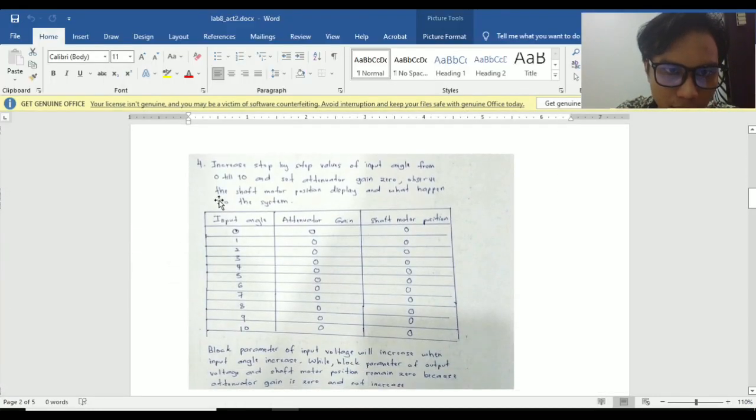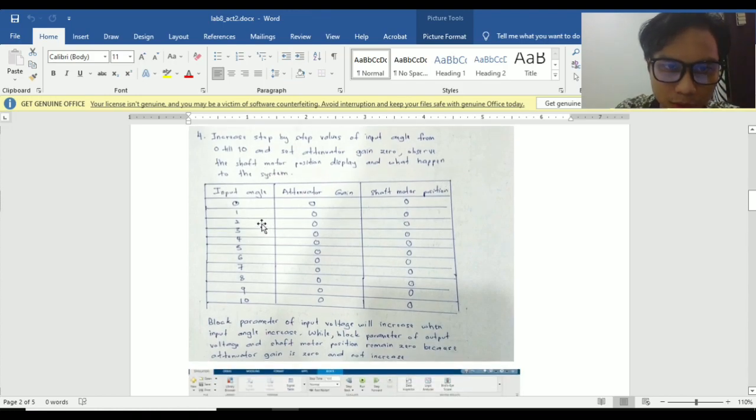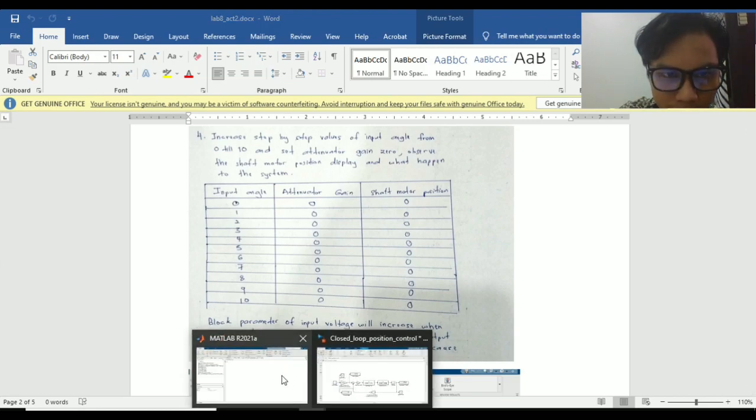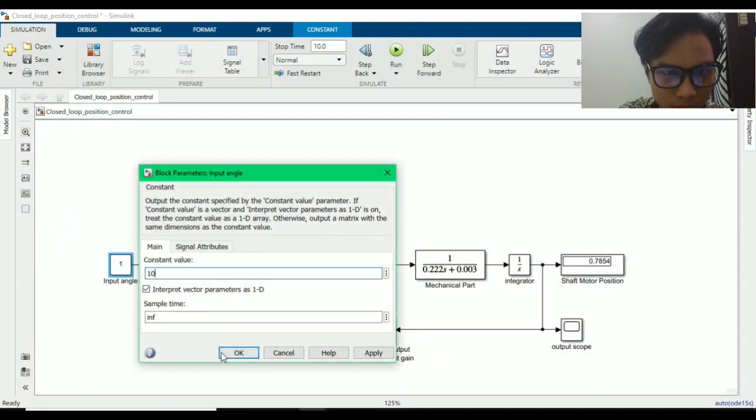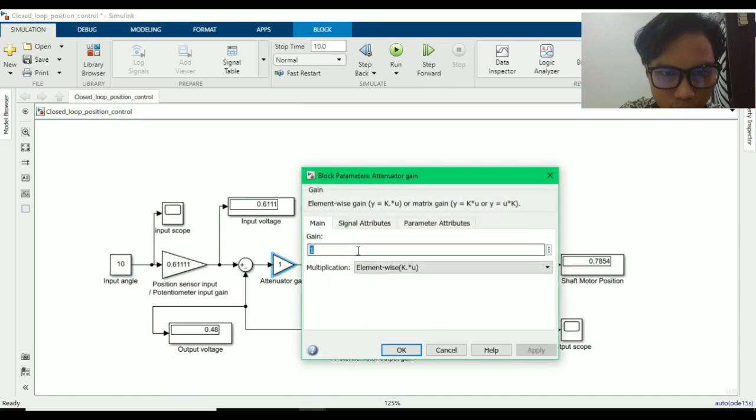Okay, next, increase step by step the value of input angle from 0 to 10 and set the alternator gain to 0. Observe the shaft motor position display and what happens. So when we put 0 in the input angle and the alternator gain is 0, the shaft motor position is also 0. So 0, 0, 0, and the last one, 10, 0, equals 0. We are going to try it. Input angle 10, and this is 0.